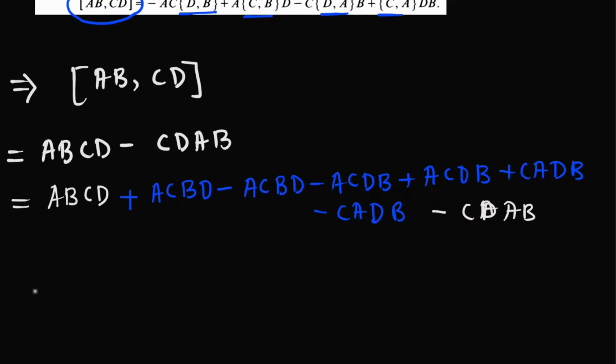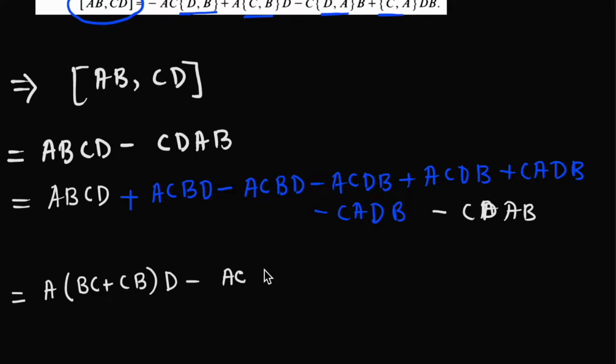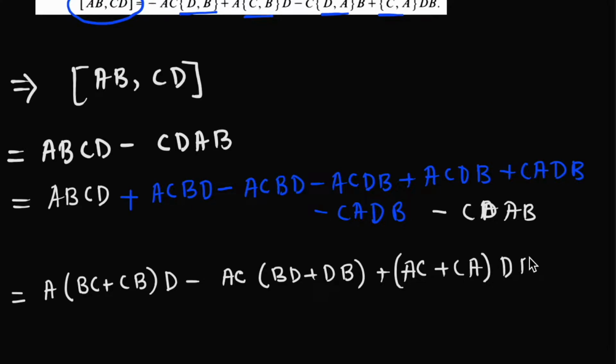Now if we rearrange these terms, what we will get? We will get A(BC plus CB)D minus AC(BD plus DB), plus (AC plus CA)DB, minus C(AD plus DA)B.